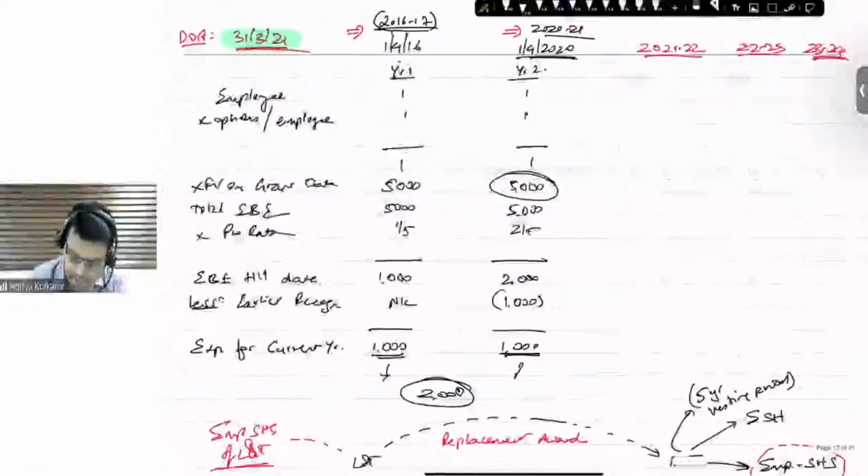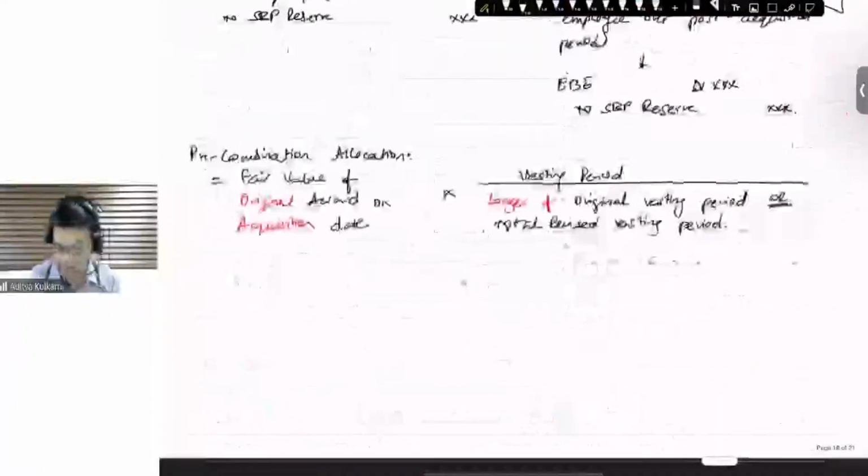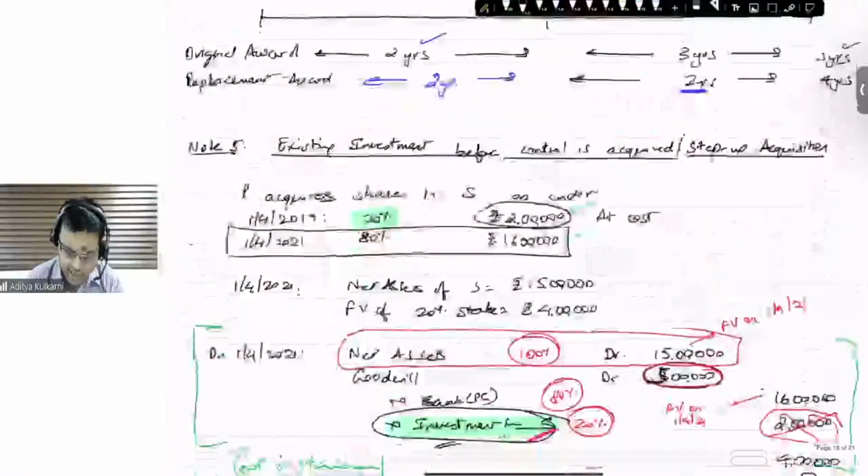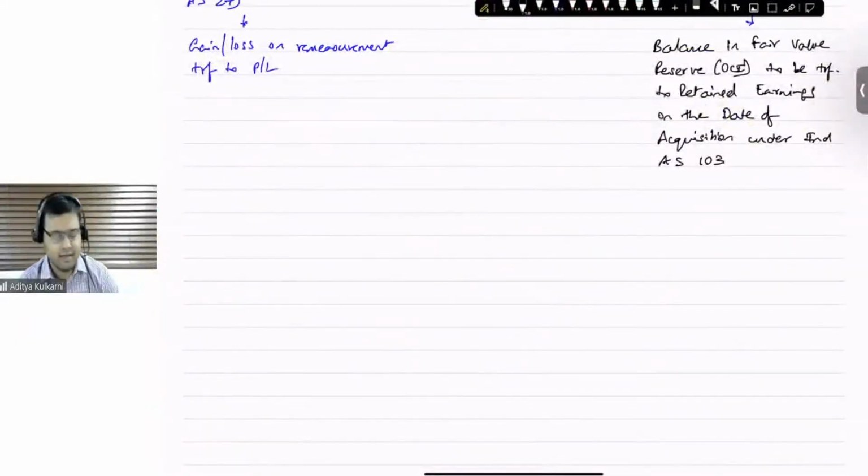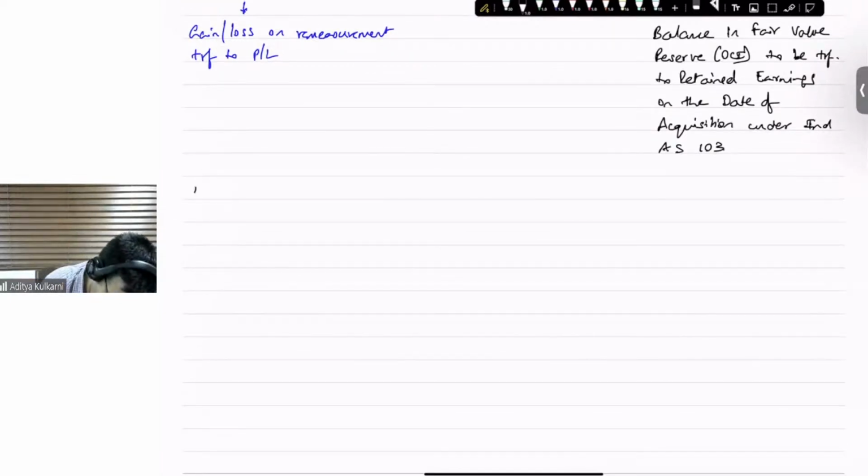The remaining steps are fairly small and simple. They won't have a lot of adjustments, but there will be some small adjustments here and there, which we will now have a look at. Now you have directly attributable expenses.